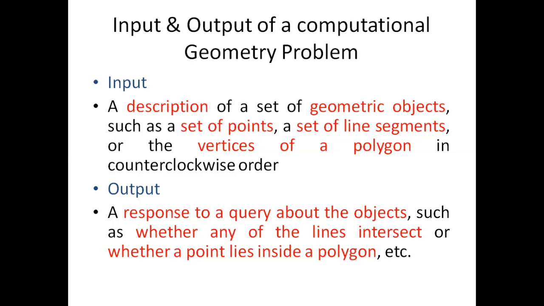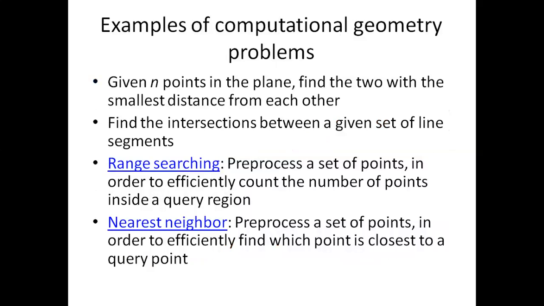a query about the objects. If a set of lines is given as input, then the output may be whether any lines intersect or not. Or if a polygon and a point are given as input, then the output may be whether that particular point lies inside the polygon or not. So these are the input and output for a computational geometric problem.